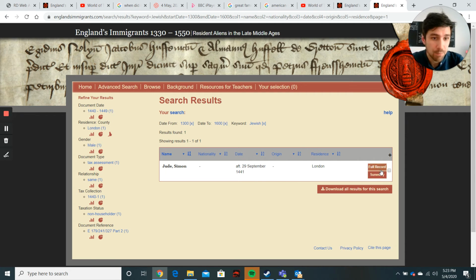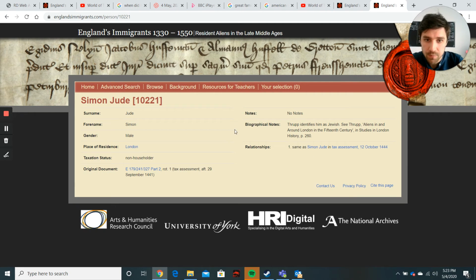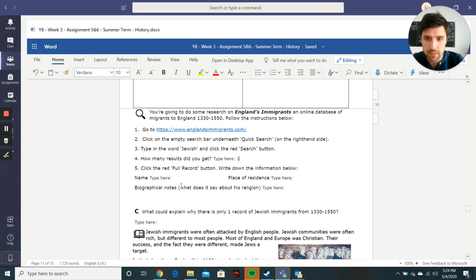Then to access this record, this is a real person, by the way, who really did live in medieval England, you're going to click on full record, and then you'll see it's going to give you loads of information. His surname is Jude. His forename's Simon. His gender is male. He lived in London. That means what place of residence means. Taxation status, well, that means he didn't own his house, etc., etc. So you're just going to go ahead and record some of this information here.